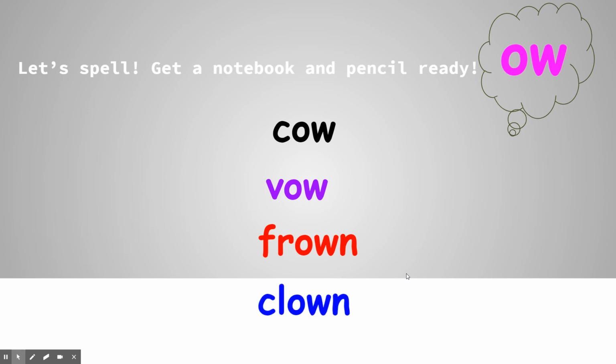CL for my cull. Remember, cull is never KL. So if you accidentally wrote a KL, please erase it. Make it a CL. CL is always cull. OW says ow, and then an N.